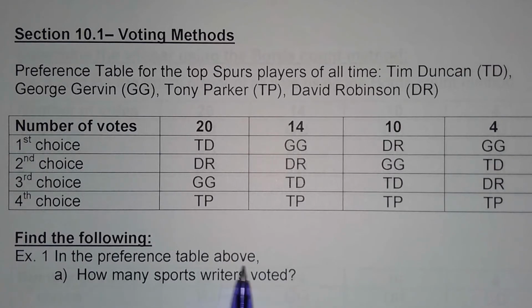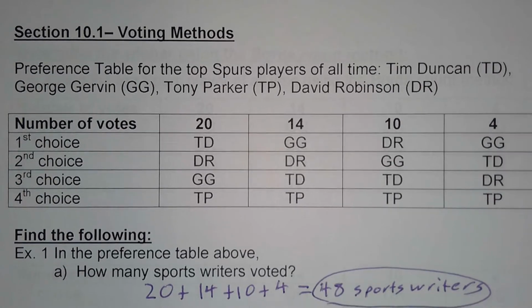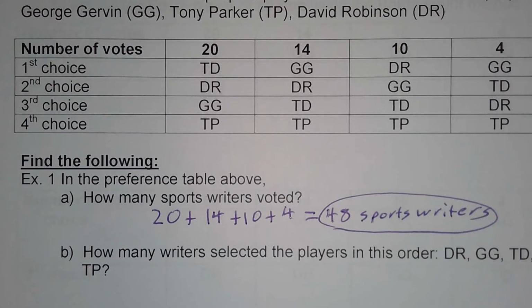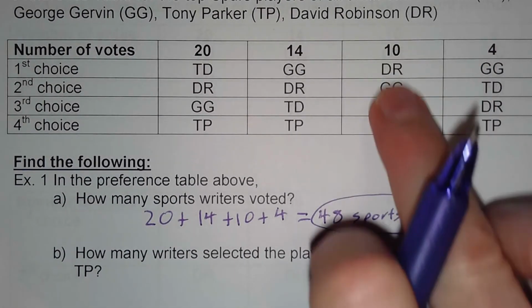So in the preference table above, how many sports writers voted? Well, we just add these numbers up: 20 plus 14 plus 10 plus 4. That will give us 48 sports writers. How many writers selected the players in this order: David Robinson first, George Gervin second, Tim Duncan third, and Tony Parker fourth? Well, that would be 10.